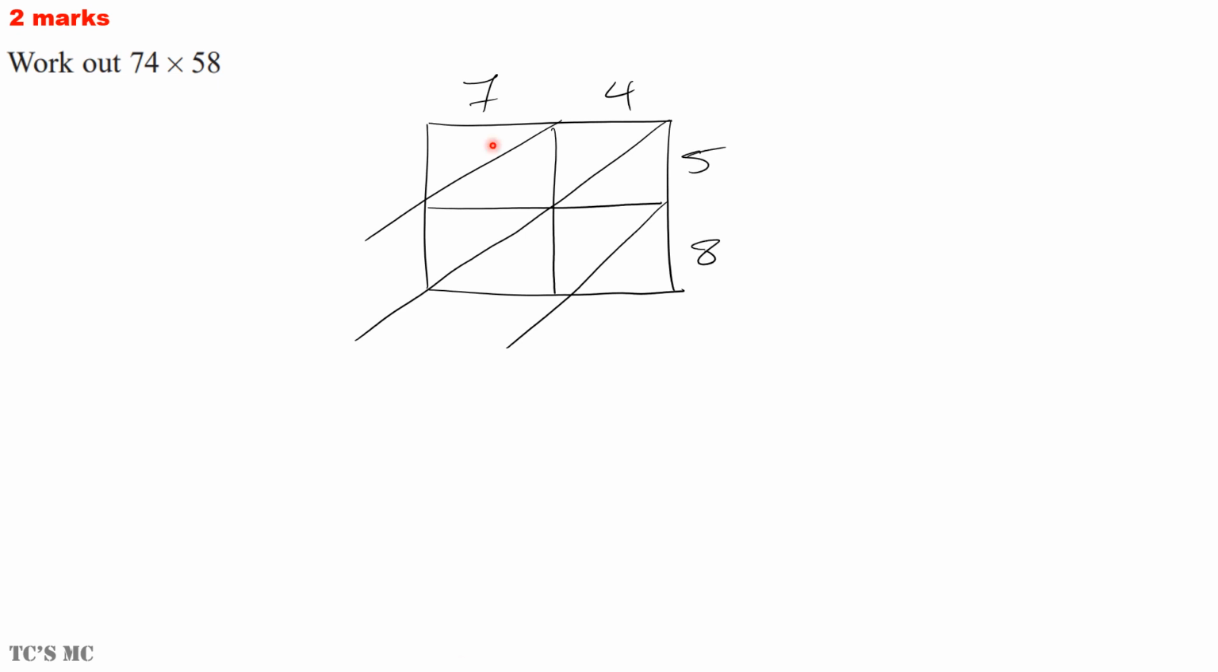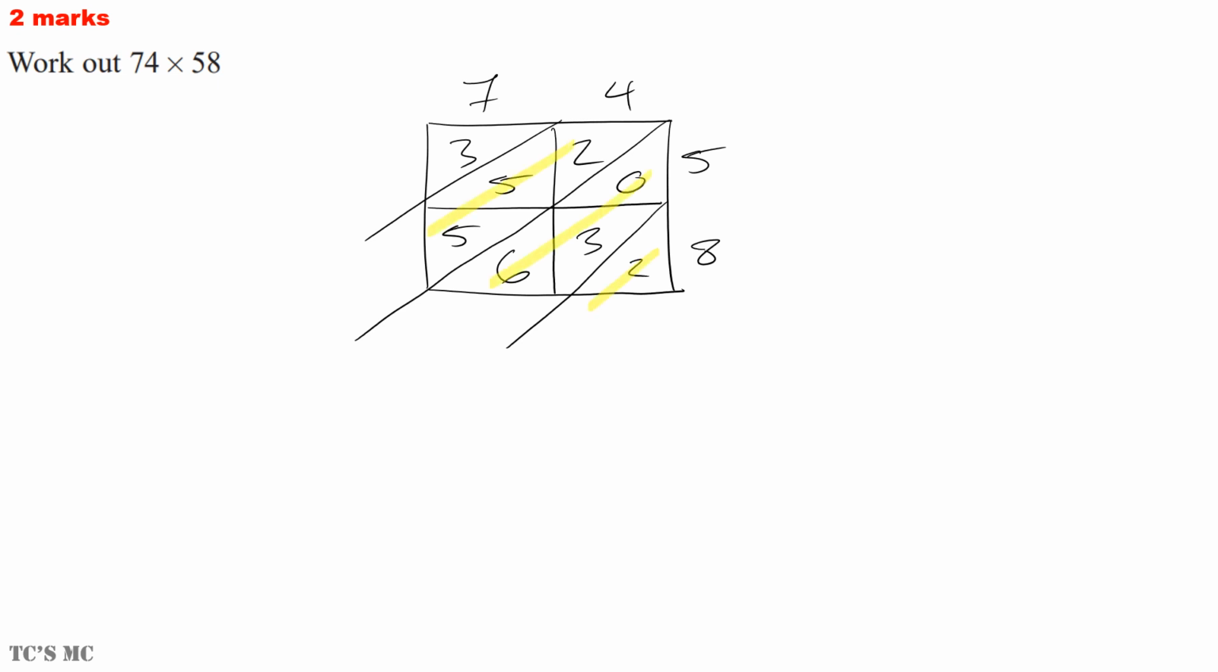And then for this box over here, the top left, you're doing 7 by 5, which is 35. For this box on the right, you've got 4 by 5, so that gives us 20. And this bottom left box is 7 multiplied by 8, and in this case, that's 56. For this last box, I need to do 4 multiplied by 8, and that is 32. And we need to then add diagonally.